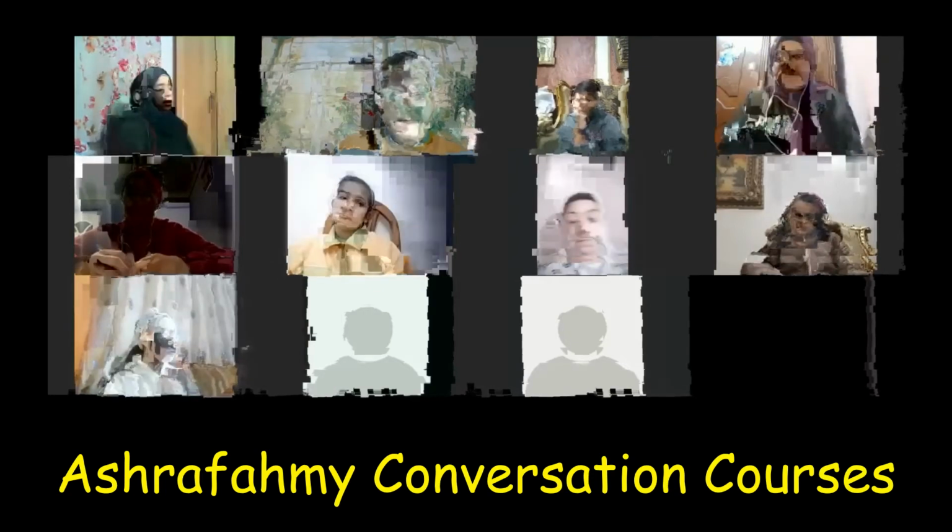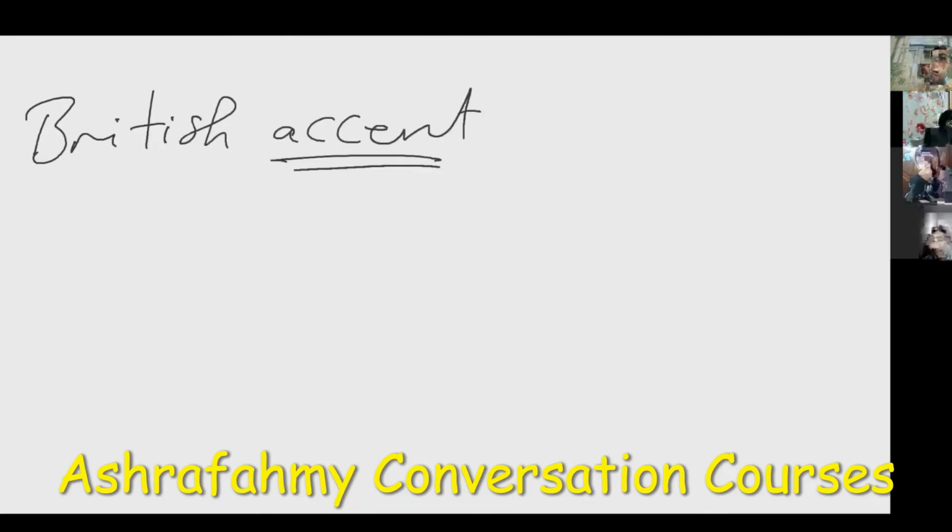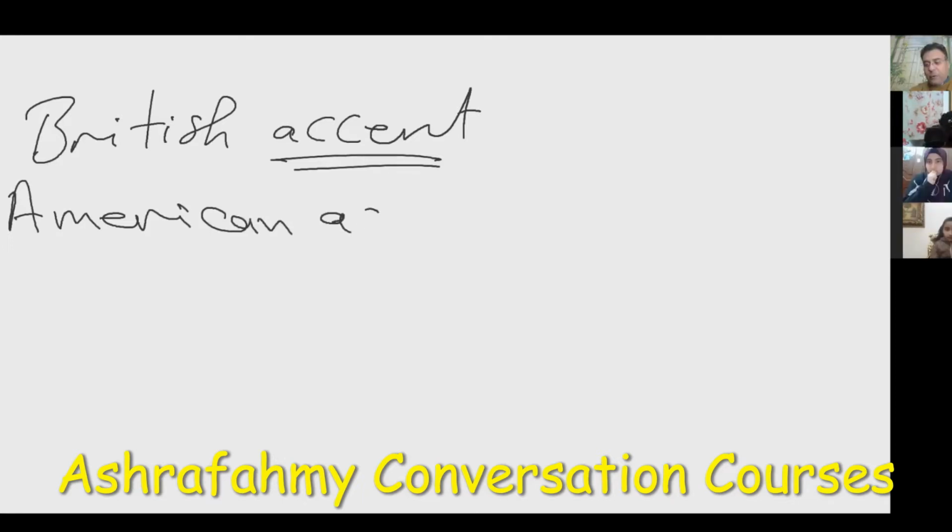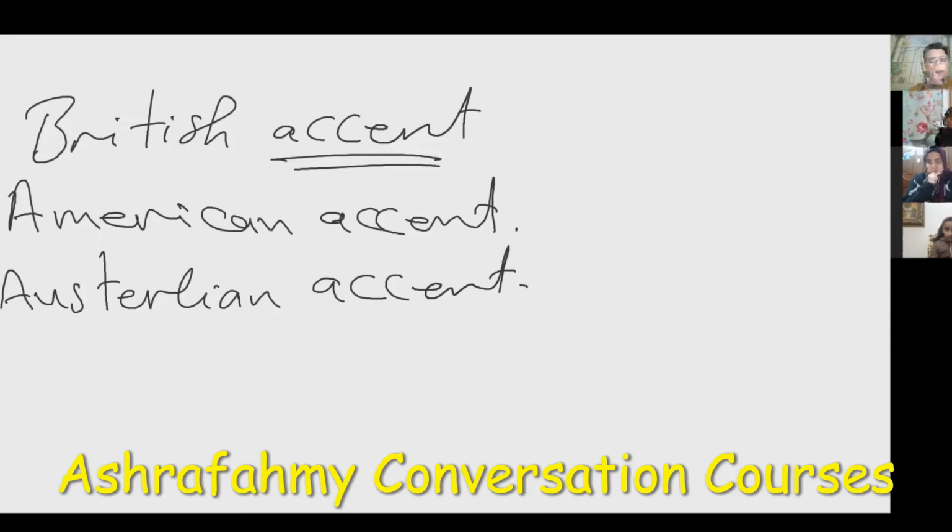How many accents in English language? The original language or the original accent is of England or Britain, and it's called British accent, and it's the formal one, and it's the first one in English language. So it's the British. After that, in America, we have American accent different from the British one. And then we had Australia continent, so we have Australian accent, which is different from them.